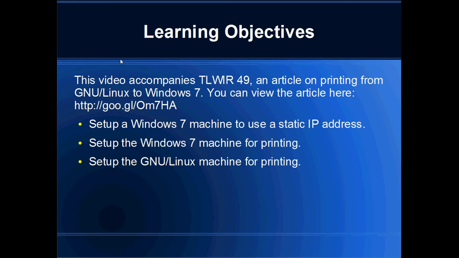http://goo.gl/om7ha. The three objectives we'll hit in today's lecture are: we'll set up a Windows 7 machine to use a static IP address, we'll set up the Windows 7 machine for printing, and then we'll set up the GNU Linux machine for printing.